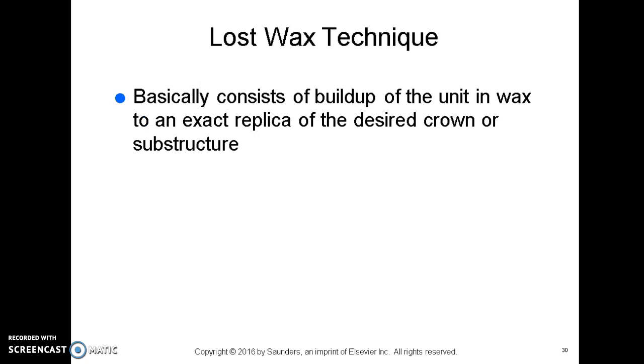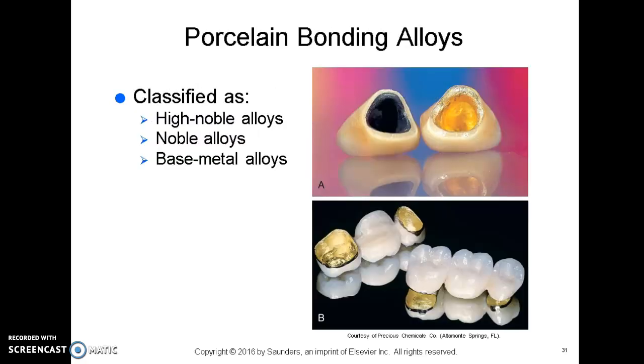We talked a lot about the lost wax technique in our last unit of dental materials, and this is a concept that consists of building up of the unit in wax to an exact replica of what the desired crown or substructure needs to look like intraorally. And here we have a look at porcelain bonded alloys. These are classified as high noble alloys. They can be noble alloys and base metal alloys. They just are looking at the content of the noble alloys that are mixed in with the metal. Here we have a base. Here we have probably a noble and a high noble metal baked with porcelain all around.